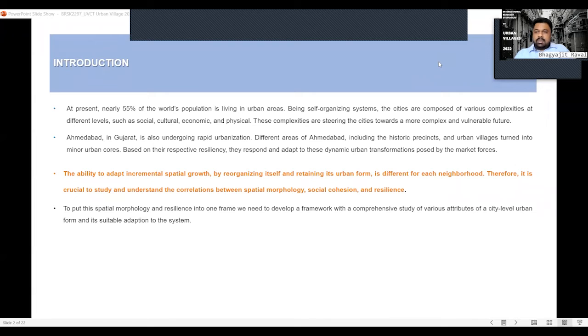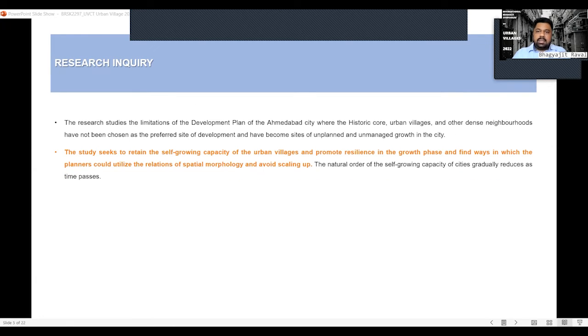As you know, the ability to adapt to incremental spatial growth by reorganizing itself and retaining its urban form is different for each neighborhood. Therefore, it is crucial to study and understand the correlations between spatial morphology, social cohesion, and resilience. To put this spatial morphology and resilience into one frame, we need to develop a framework with a comprehensive study of various attributes of a city-level urban form and its suitable adaptation to the system. So the study seeks to retain the self-growing capacity of the urban villages and promote resilience in the growth phase, and find ways in which the planners could utilize the relations of spatial morphology and urban scaling. The natural order of the self-growing capacity of cities gradually reduces as time passes.